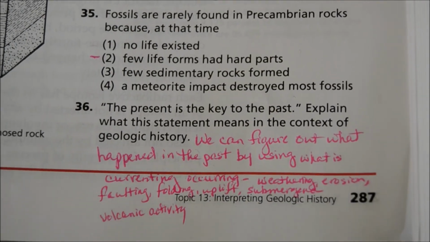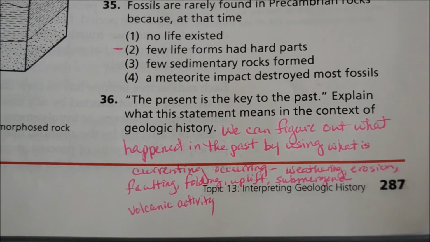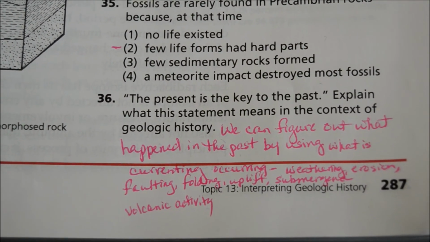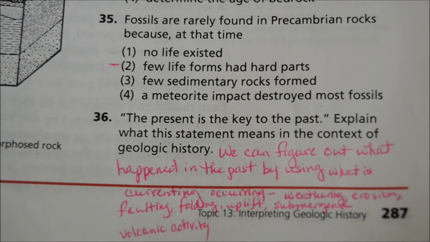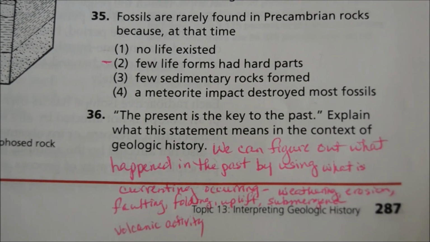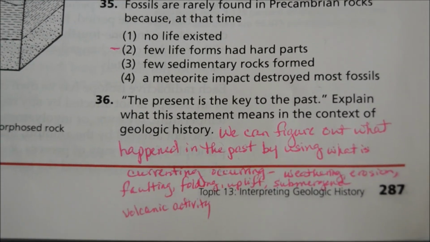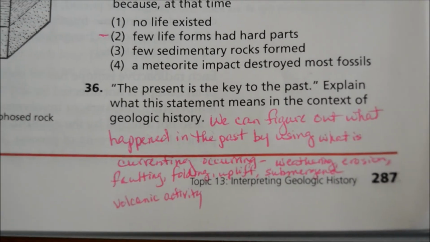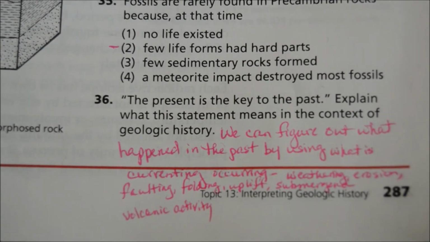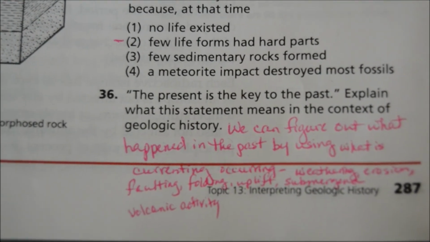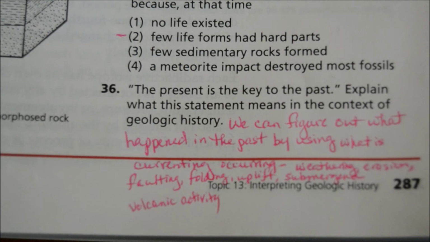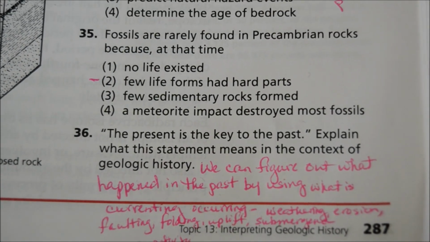Number 36. The present is the key to the past. Explain what this statement means in the context of the geological history. So what we're doing is we're looking to see what's going on right now, weathering, erosion, uplift, plate tectonics, plates moving, shifting, folding, faulting, and then we take that information and we apply it to the rock record to figure out what happened back then.